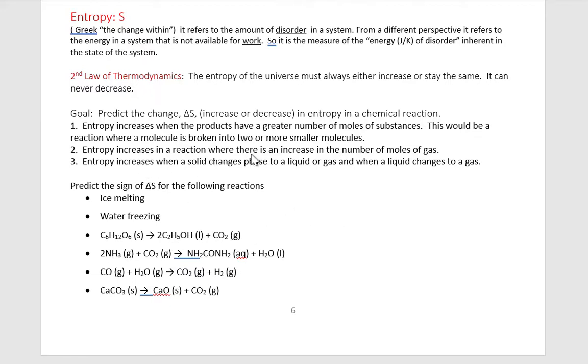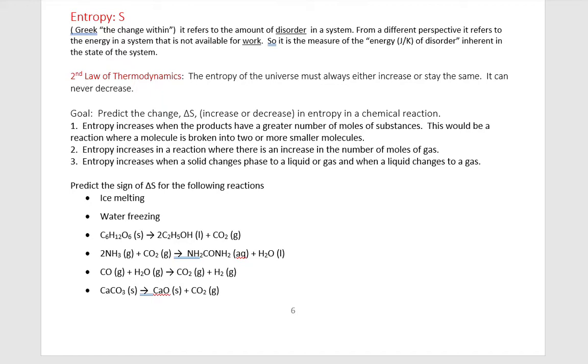Also, entropy increases where there's an increase in the number of moles of gas, and that should make sense in particular because gases are far more disordered than solids or liquids. So you're going to look at a reaction and see if you have more gas on one side of the equation or the other. And anytime you have a phase change, if you go from a solid to a liquid, entropy increases. If you go from a liquid to a gas, entropy increases. And it's just the opposite. If you go from a gas to a liquid, entropy is decreasing. And if you go from a liquid to a solid, entropy is decreasing.